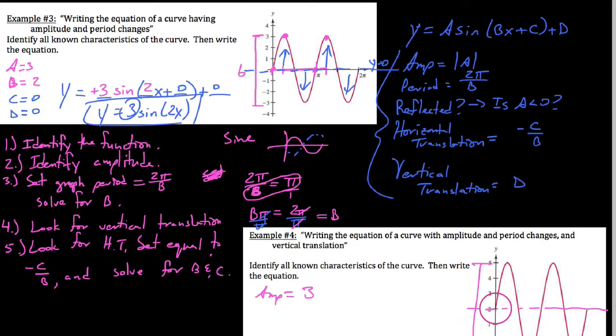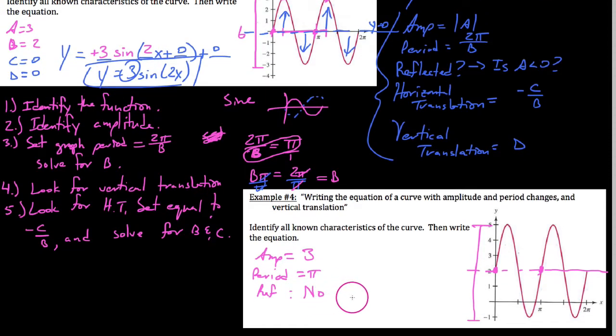We say, what's its period length? Well, it starts here, goes through a full cycle, and comes back here at pi units. So we say period is equal to pi. Okay, is it reflected? No. So this means that A is positive. How about vertical translation? Well, it looks like it's been shifted up 2. And then horizontal translation. It wasn't shifted left or right at all, so we say 0.